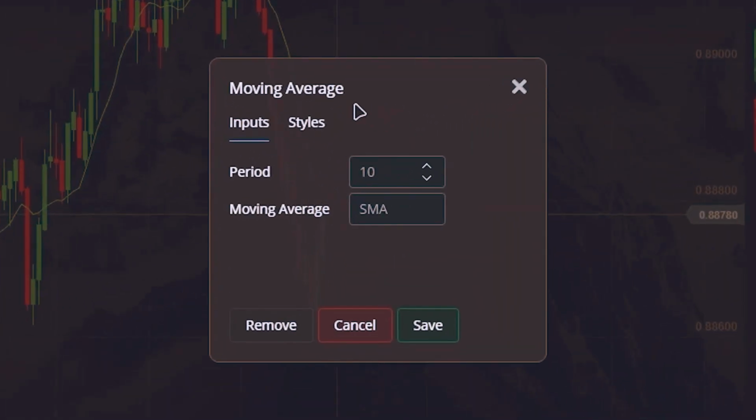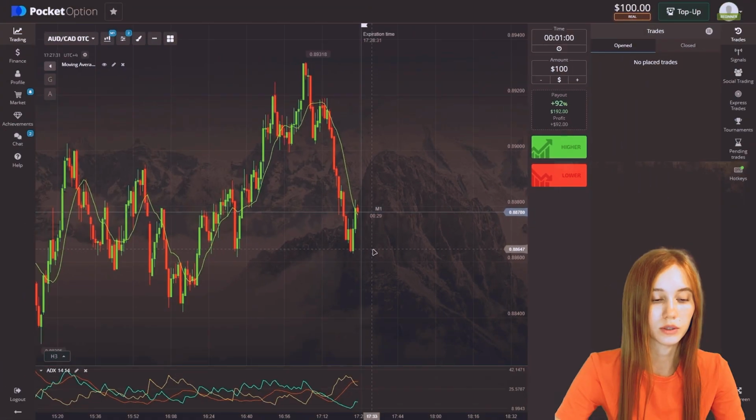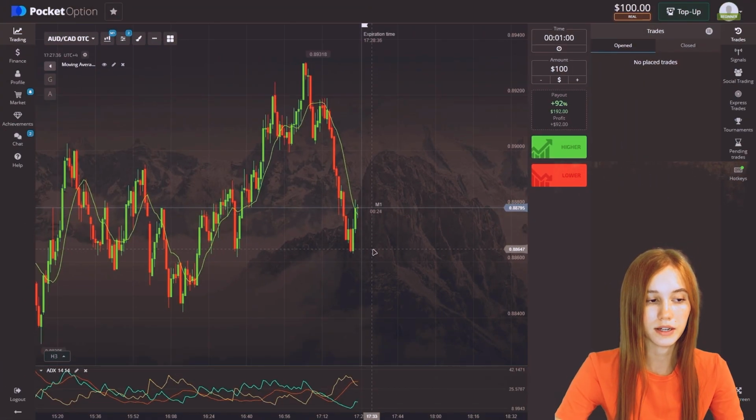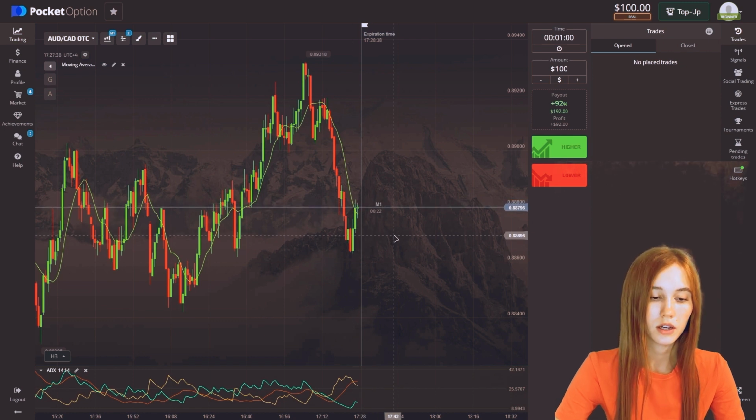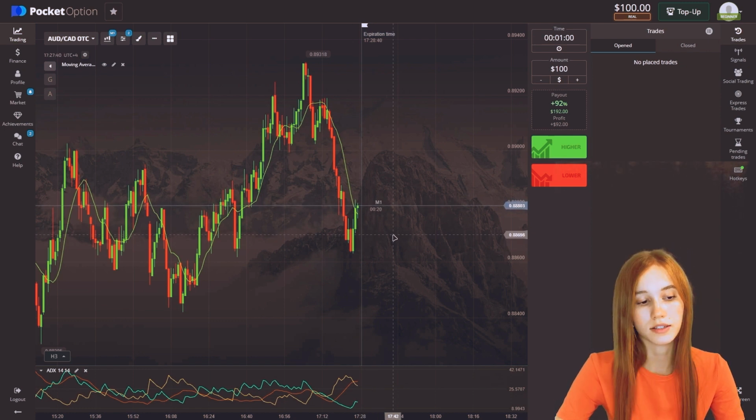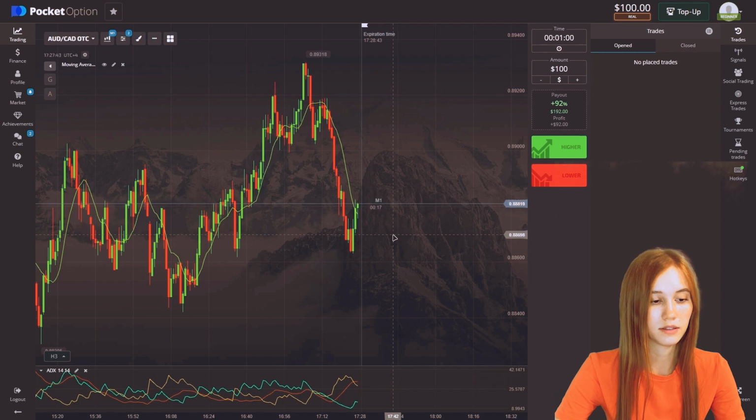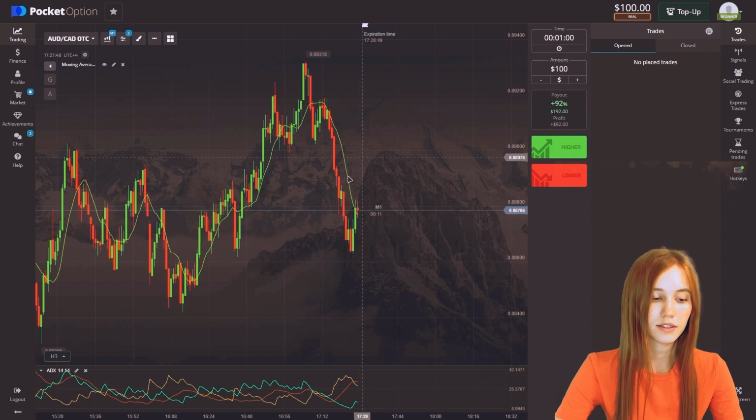The moving average indicator is the simplest trend indicator. It's used by many traders around the world. Using it, you can determine the current trend and find signs of a possible change. If the asset price is above it, the trend is up and buyers are dominant, for example, as in this case. The second indicator is ADX.